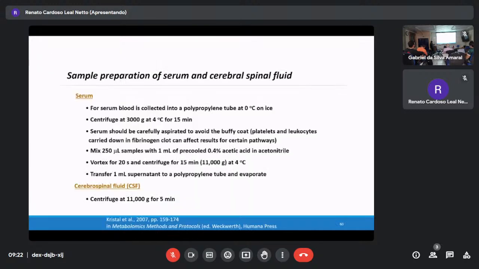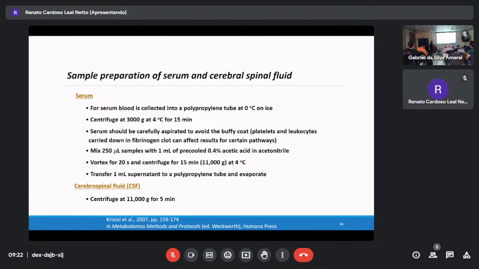And sample preparation for serum and cerebral spinal fluid. In serum, there is no anticoagulant, and protein is more or less removed. For serum, blood is collected into a polypropylene tube first, and then serum should be carefully aspirated to avoid contamination. It's not much more difficult compared to plasma simplification.